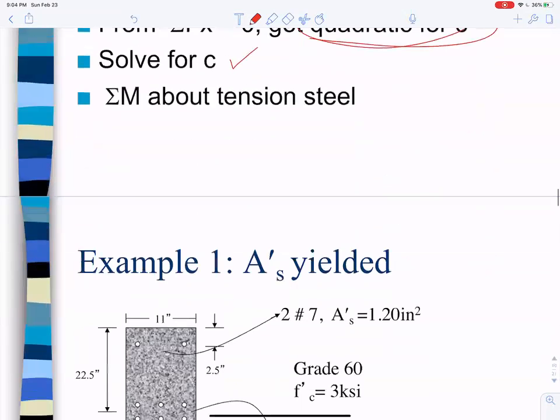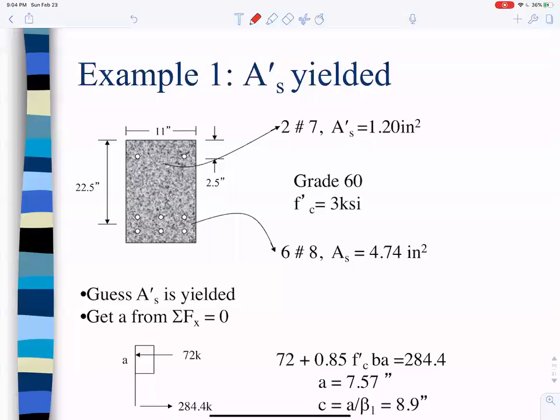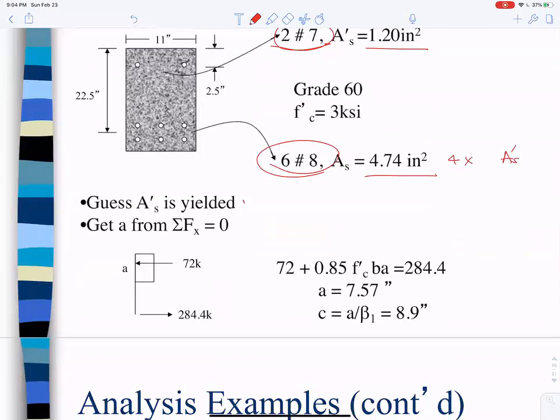So this first one is going to be AS prime yielded, and using the basic equations, T equals C, solve for A, and then taking moments about the tension steel. Okay, so in this example, it's yielded. I've done it ahead of time, and I know that this one is yielded. Up here, you have two number 7s, and down here, you have 6 number 8s. And so you can see, look at the difference. This is 4 times AS prime. And so the AS prime is small. So we're going to guess that it's yielded.